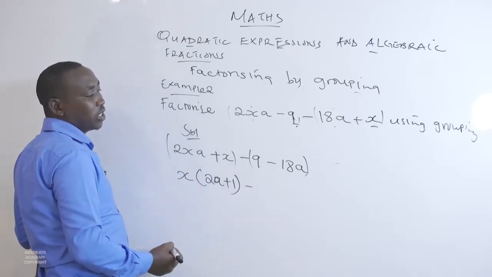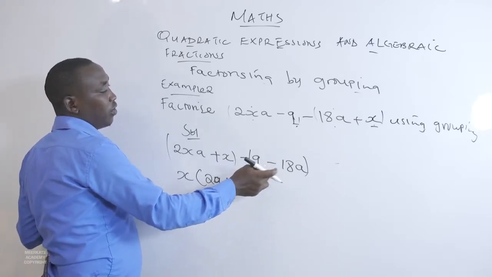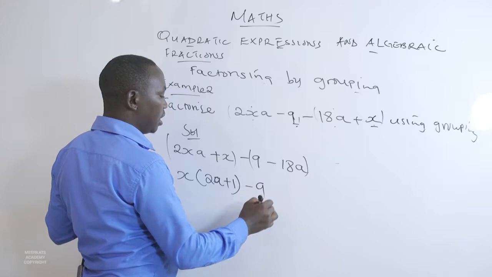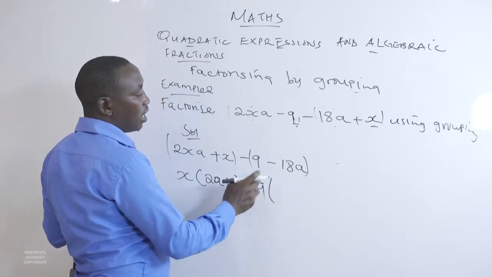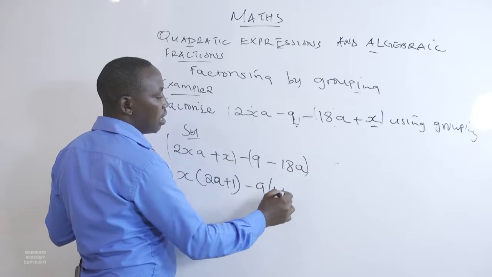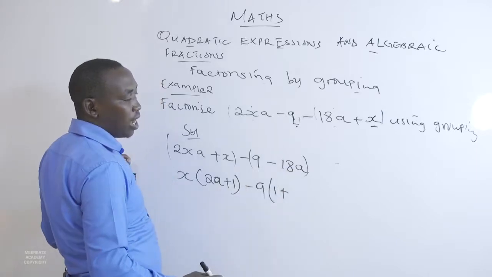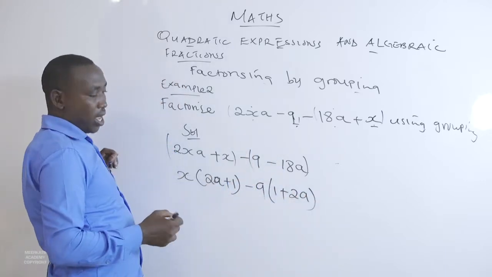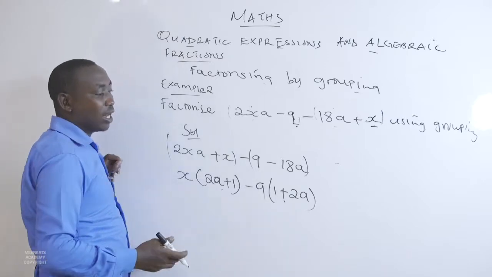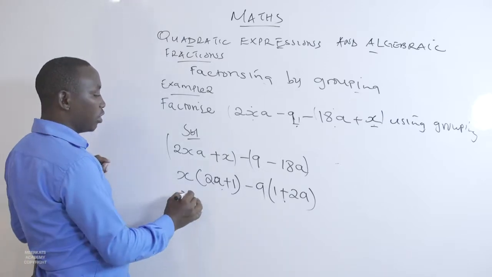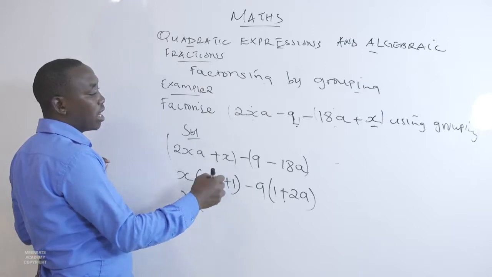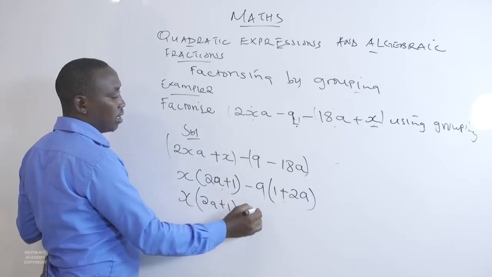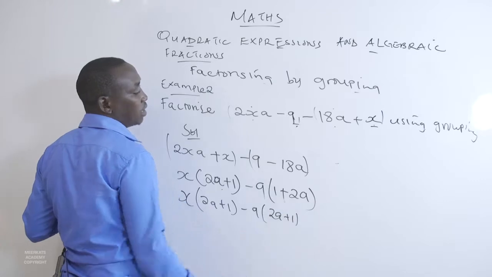Then we have subtraction there. You can see, so we're going to pick the factor there to be 9. So this will be 9. 9 goes into 9 once, plus 9 goes into 18a twice a. So if you look at what you have in the brackets, they are equally the same, you can write this beginning with 1, or you can write this beginning with 2a. So this will be 2a plus 1 minus 9 into 2a plus 1.